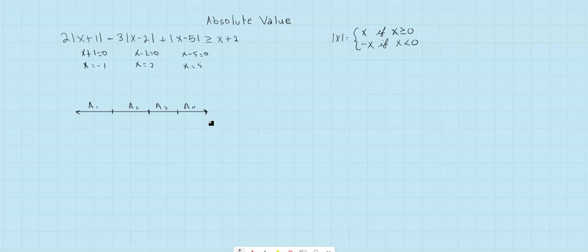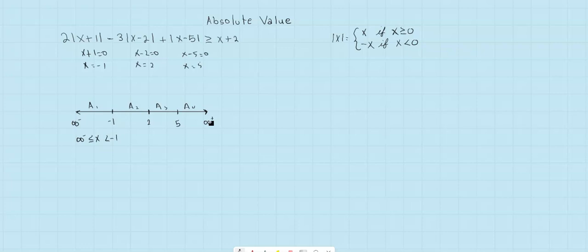Then what we want to do is put our numbers right here in order: minus 1, 2, and 5. Then remember, this is from negative infinity to positive infinity. So our first solution in A1 is going to be x is greater than or equal to negative infinity but less than negative 1.